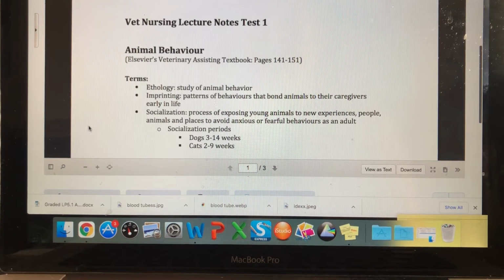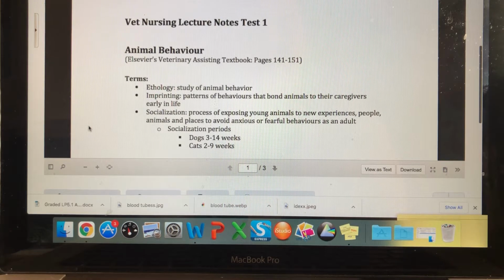So one term that comes up when talking about behavior in animals is ethology. So remember, ology means the study of, right, when we talk about our word parts. So ethology, that's the study of animal behavior, the things that animals do.